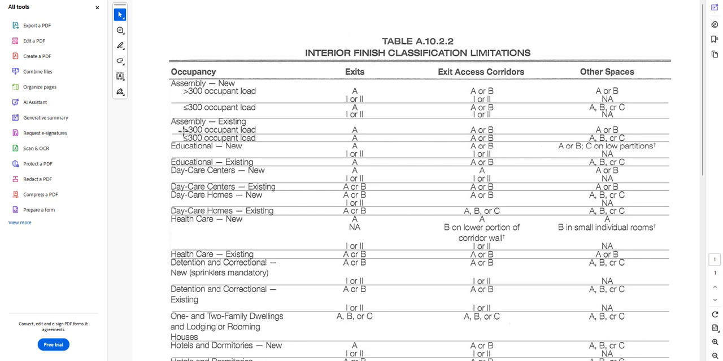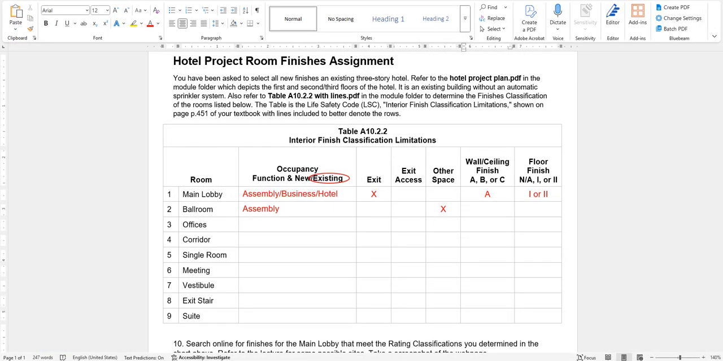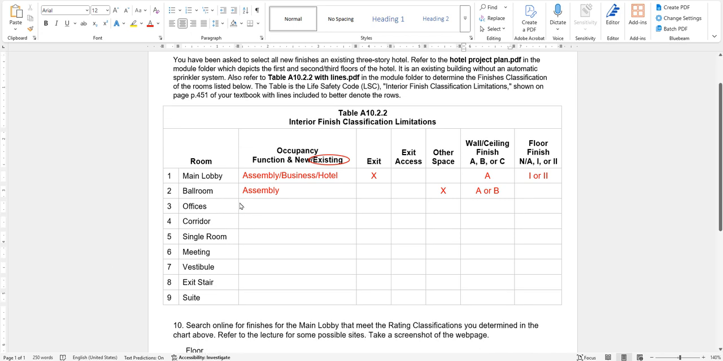All right, let's take a look at the chart then. Assembly, existing, greater than 300, not an exit access corridor, other space, A or B. And there's no floor finish requirement. So I would write down here, A or B, and there's no floor finish requirement, so I'm just going to leave that blank. Nothing's required here. For the rest of the assignment, with a chart, just continue on using the same process, determining the function, determining whether it's exit access or other space, and then the wall finish and floor finish necessary for the rest of these.